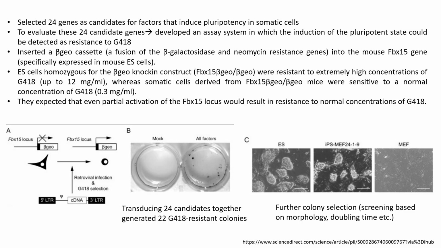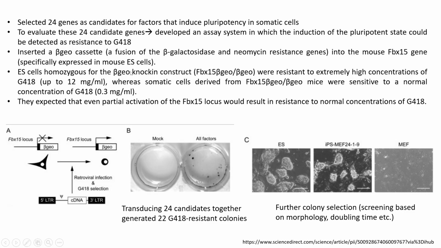And if it has happened, the cell that has been induced to become pluripotent would suddenly have resistance to G418. G418 is neomycin. It's basically an antibiotic that can kill mammalian cells, okay? But if you have the resistance to G418, then the cell will thrive. It will not die. It will be able to nicely live on.